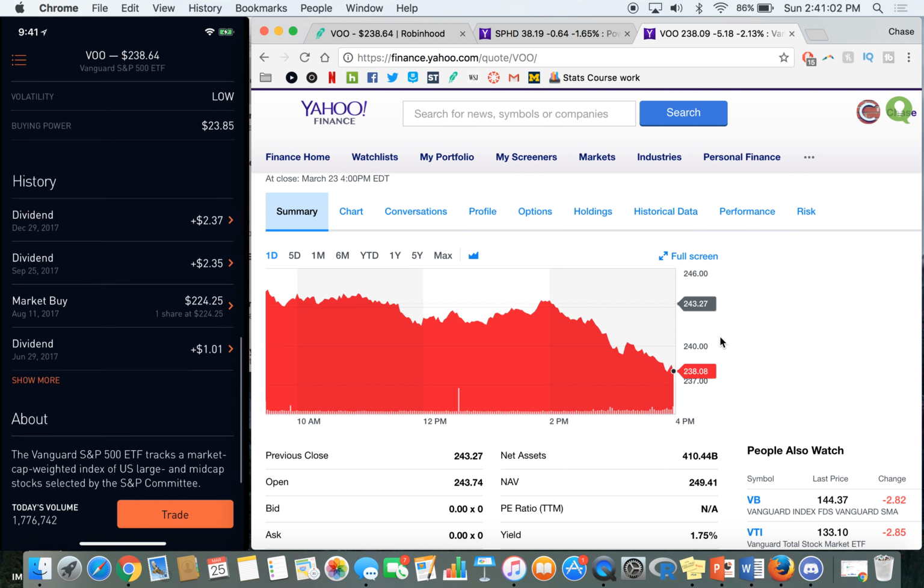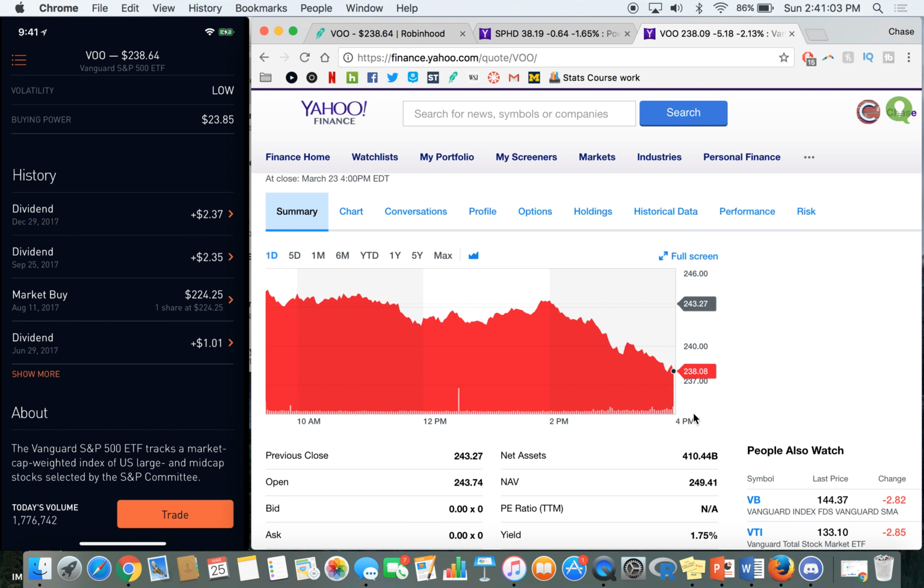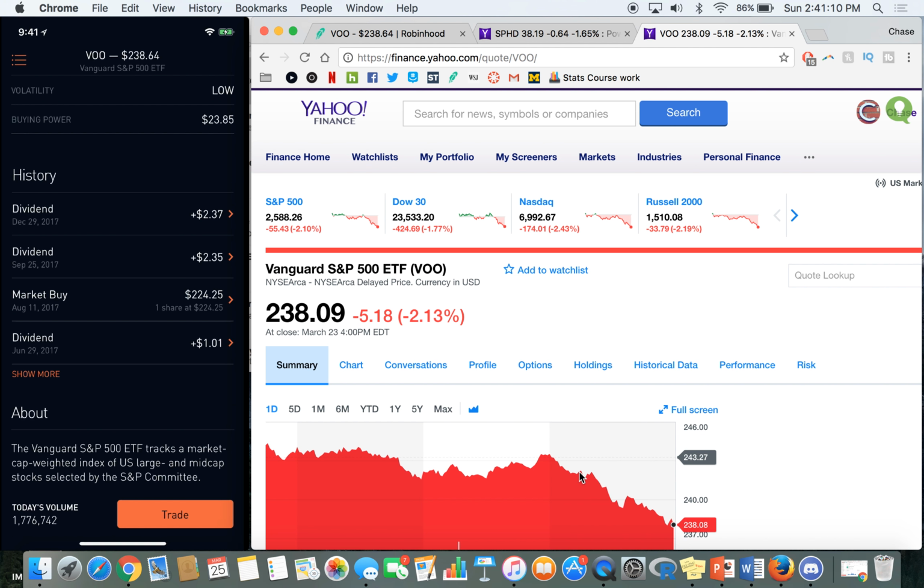And this one actually is contained on the Robinhood app, and then you'll get the same thing on the About page here pretty much. But as we can see, the Vanguard S&P 500 ETF tracks a market cap weighted index of U.S. large and mid-cap stocks selected by the S&P committee. So we know it's the top 500 companies in the United States. You know it's going to be an American market, and you know it's going to be the very large cap stocks. So that's a good thing.